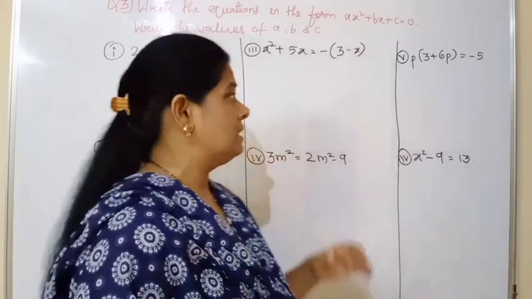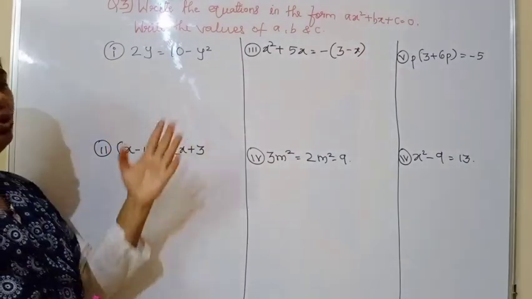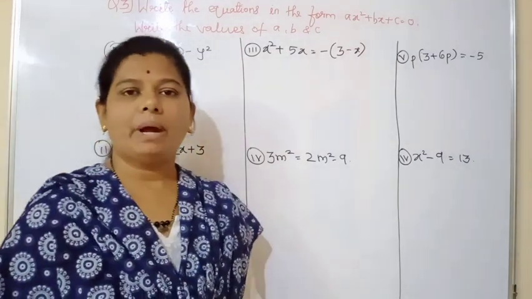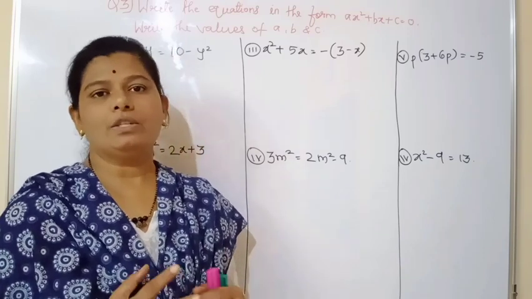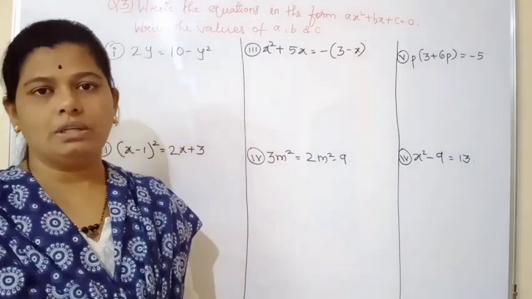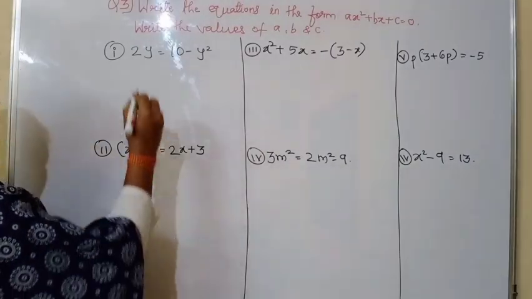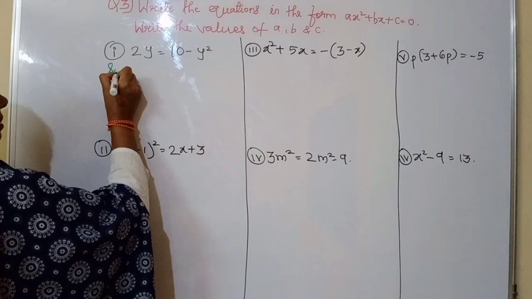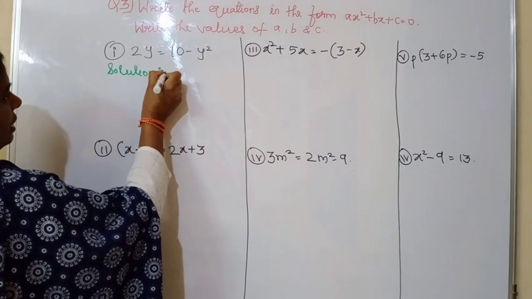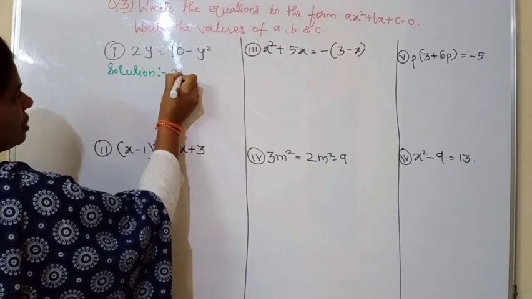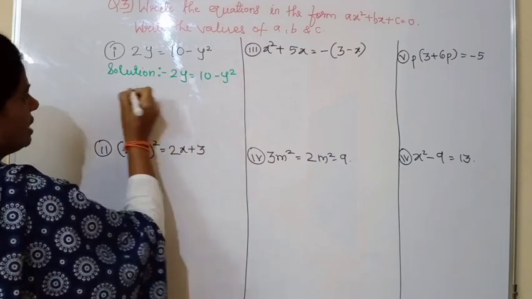Now, as I have written the first example of question number 3, that is 2y is equal to 10 minus y square. What is our first job? We have to arrange the equation in standard form. So we will go through our solution. What is the given equation? The given equation is 2y is equal to 10 minus y square.